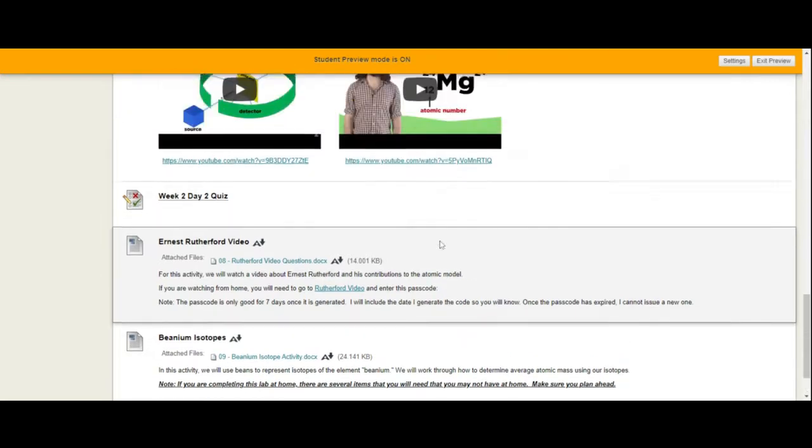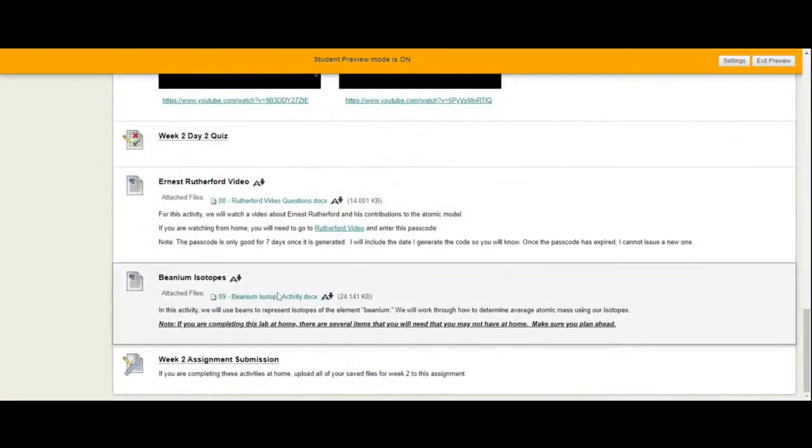And then you have another hands-on activity with the benium isotopes, and this is where that digital food scale will come in for the first time this semester. You need a digital scale. A regular food scale won't work. It needs to be digital, and preferably one that goes to 2 decimal places or 3.